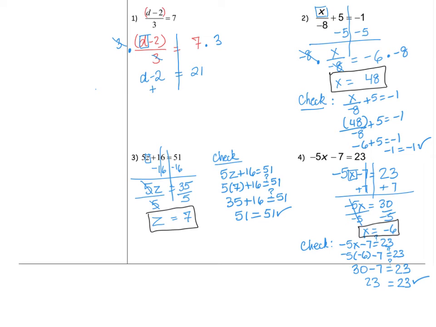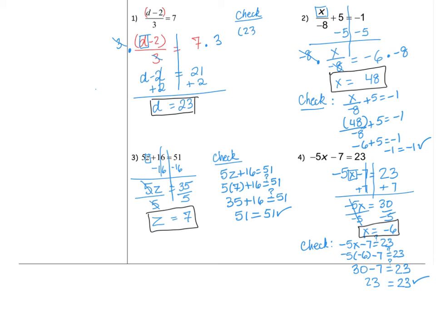And now I can undo the addition or subtraction. So I am going to add 2 to both sides, and I find that d equals 23. I will go ahead and do the check like I normally do, just to make sure that we got this correct. So when I do the check, I can see that d is 23.